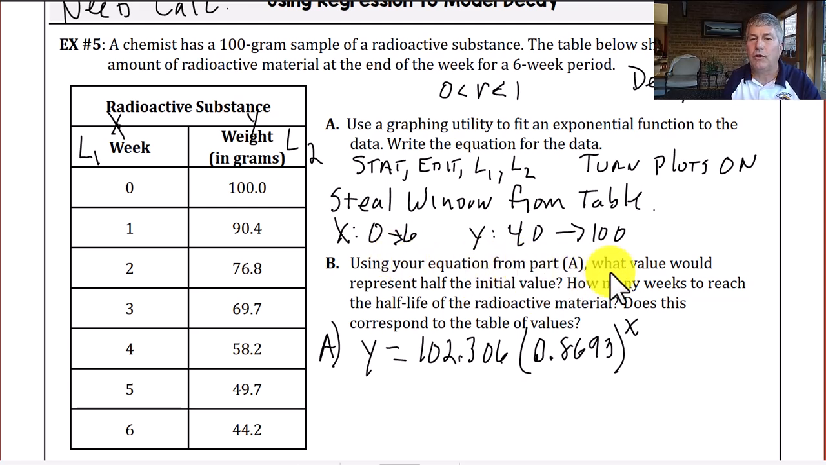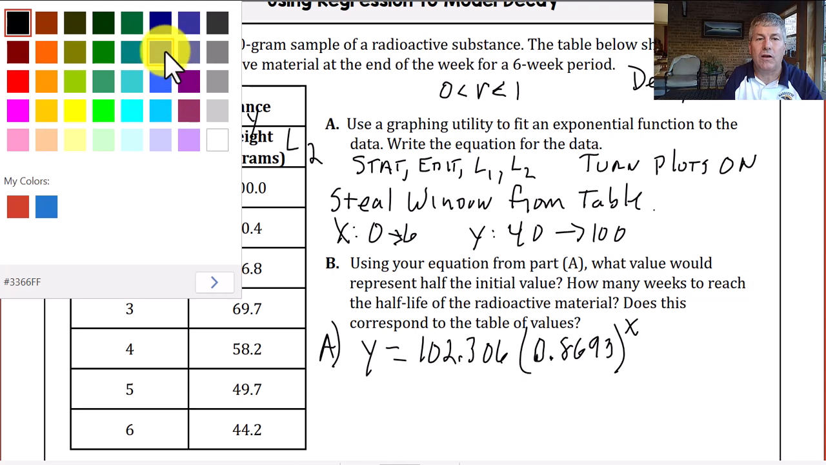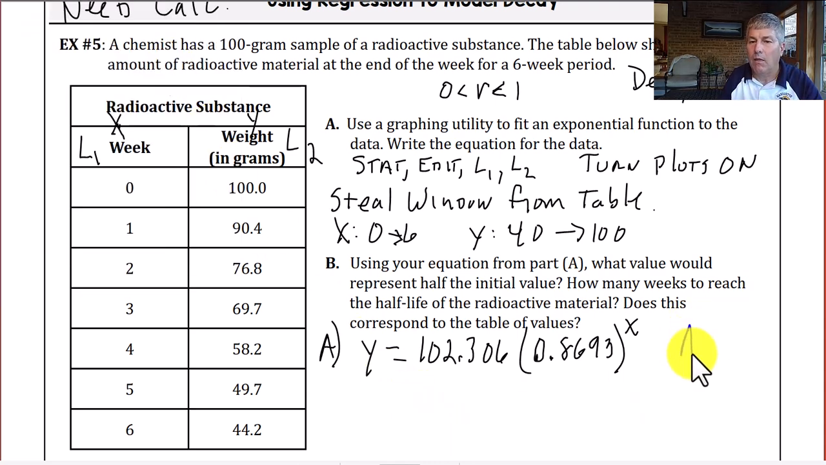Now it says, using your equation from part A, what value would represent half of the initial value? So the answer to that first question, half of the initial value, well, A sub 0 is 102.306. So half of that, if I just divide that by 2, half would equal about 51.15. And if we look at our original data here, from 100 to 50, so about halfway, 49.7 would take about 5 years.